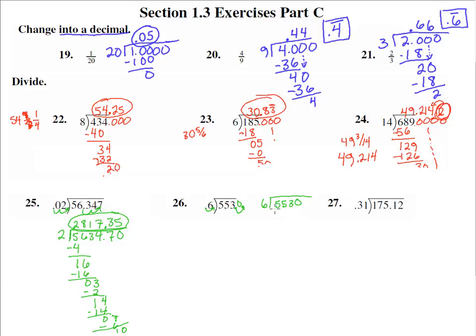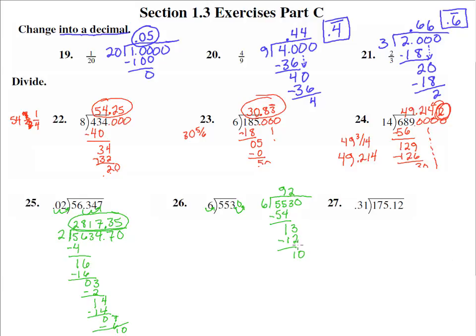6 goes into 5, it does not. 6 goes into 55 9 times. 9 times 6 is 54. When we subtract those, we get a 1. Drop down the 3. 6 goes into 13 2 times. 2 times 6 is 12. Subtract, and we get a 1.